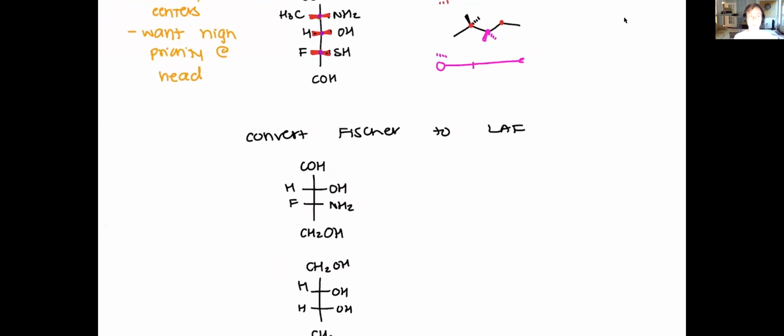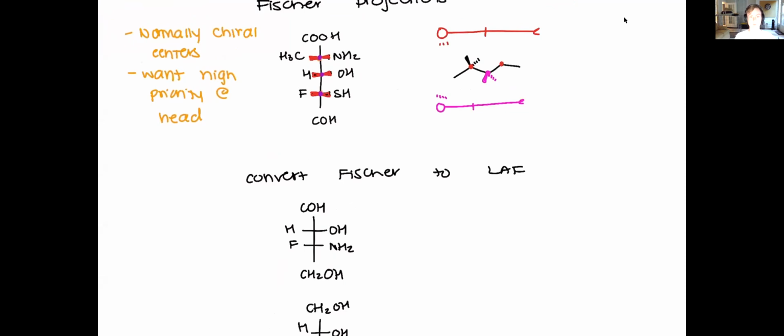Now, the second note that I have before we get started is that you want to have the higher priority towards the head. So when you're converting from line angle to Fischer, you want to put the head of the person at the higher priority side. I believe there was a document shared that had the relative priority rankings. And if you can't find that, ask your professor or post on Piazza, and we'll be able to show you where that is.